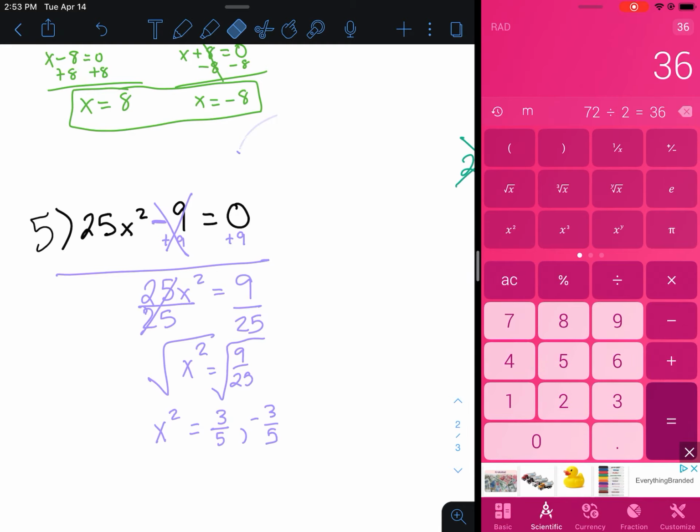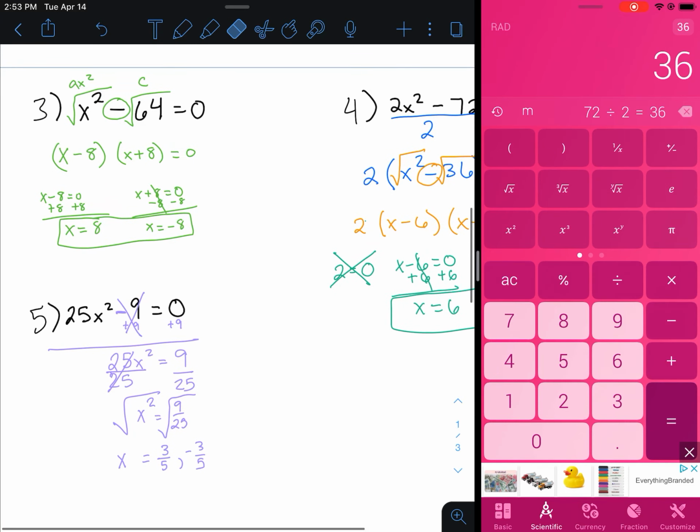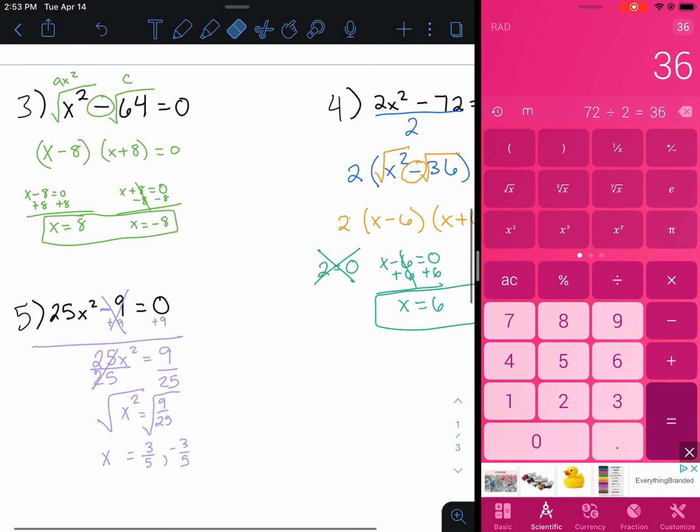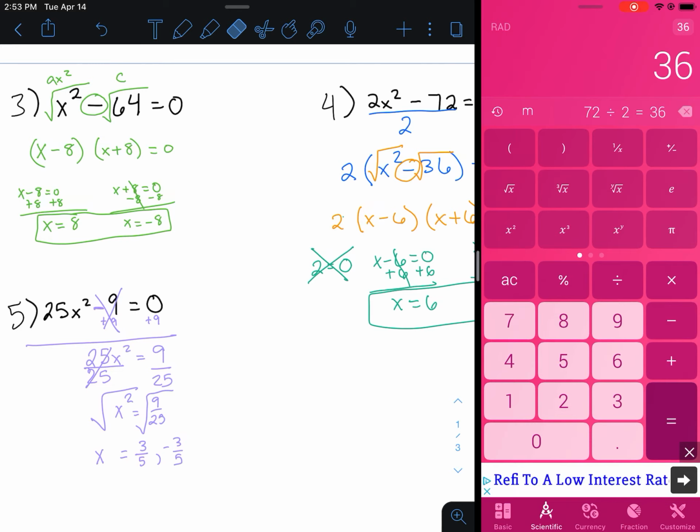Okay, now this is one way that you can do to solve. So on numbers 3, 4, and 5, you could have done this method for all 3 of them. Or you can do the method like we did with number 3, or the method like we did for number 4. Again, it kind of depends on what you're given in order to do those.